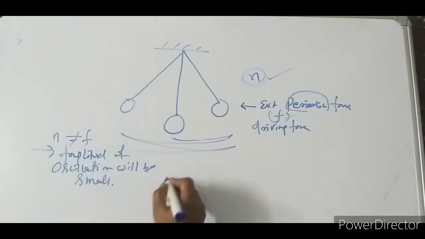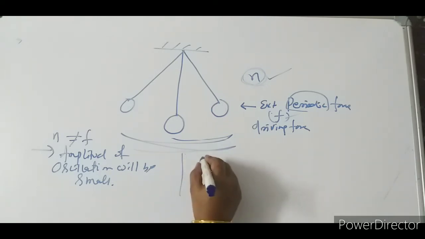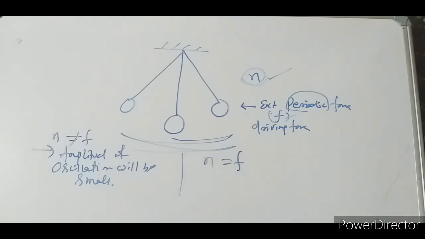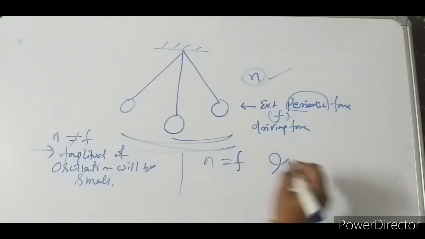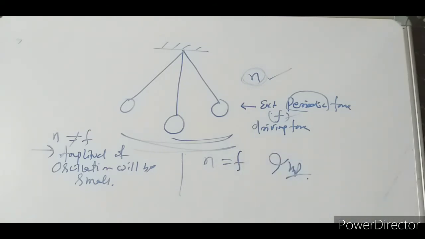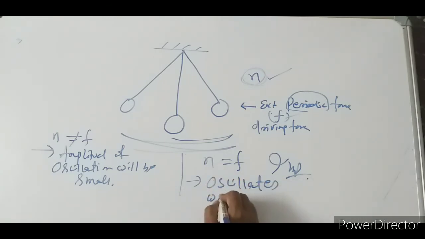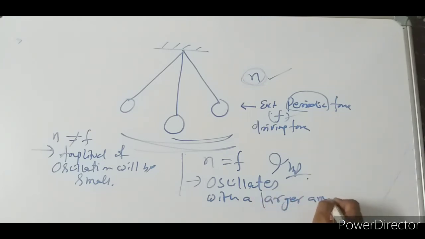Okay, then what will be the second case? Here second case, N is equal to F. This one is very important for us. When N is equal to F, the body oscillates with a larger amplitude, and this phenomenon is known as resonance.